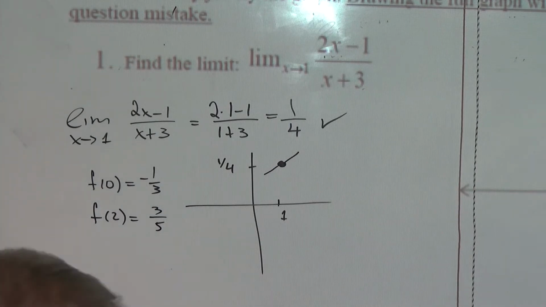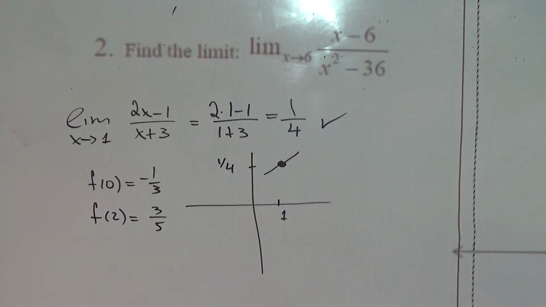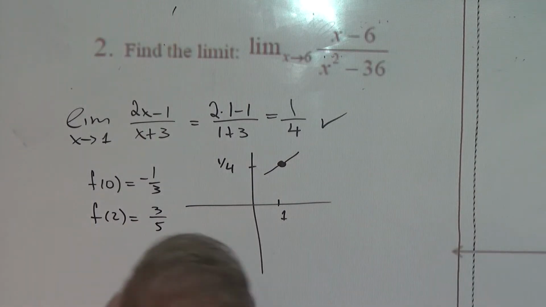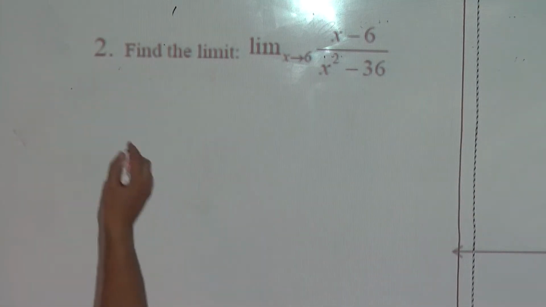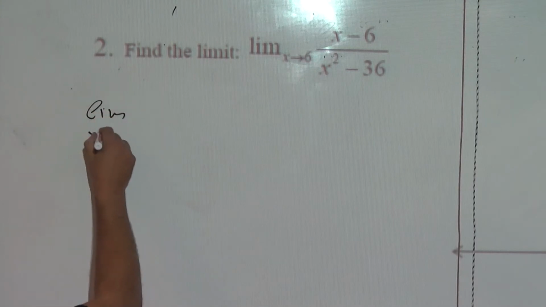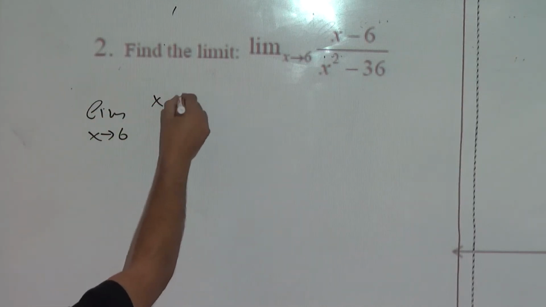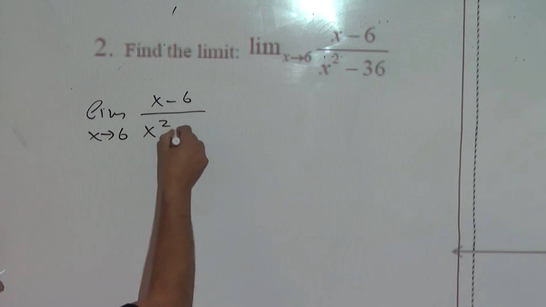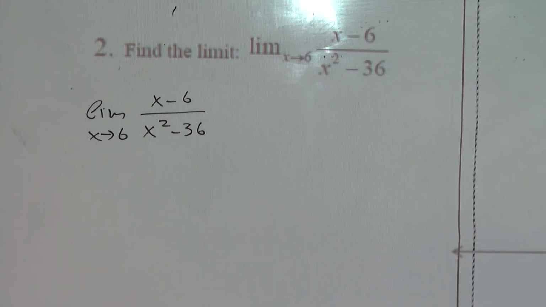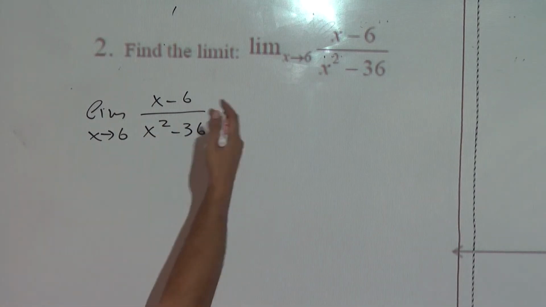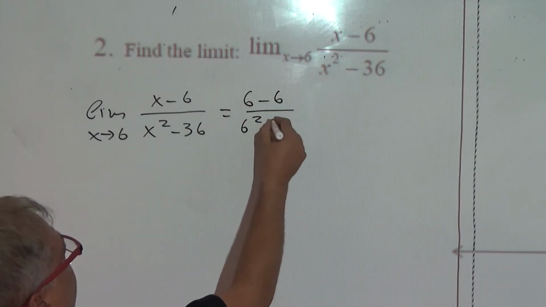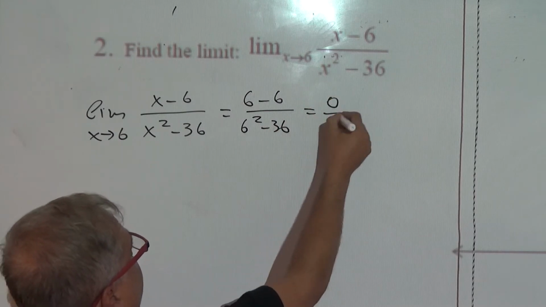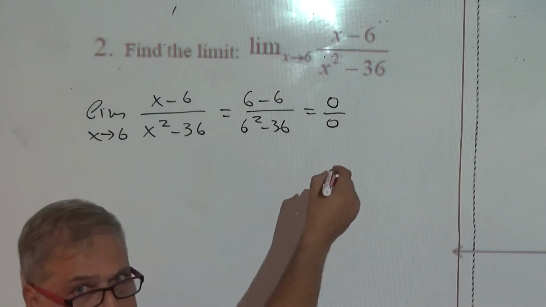Let's go now to the next one. Here, I want to find the limit as x goes to 6 of (x - 6)/(x squared - 36). Okay. Again, I do the same thing. I plug in the value. So I have (6 - 6)/(6 squared - 36). It will give me 0 over 0. What do I do here?